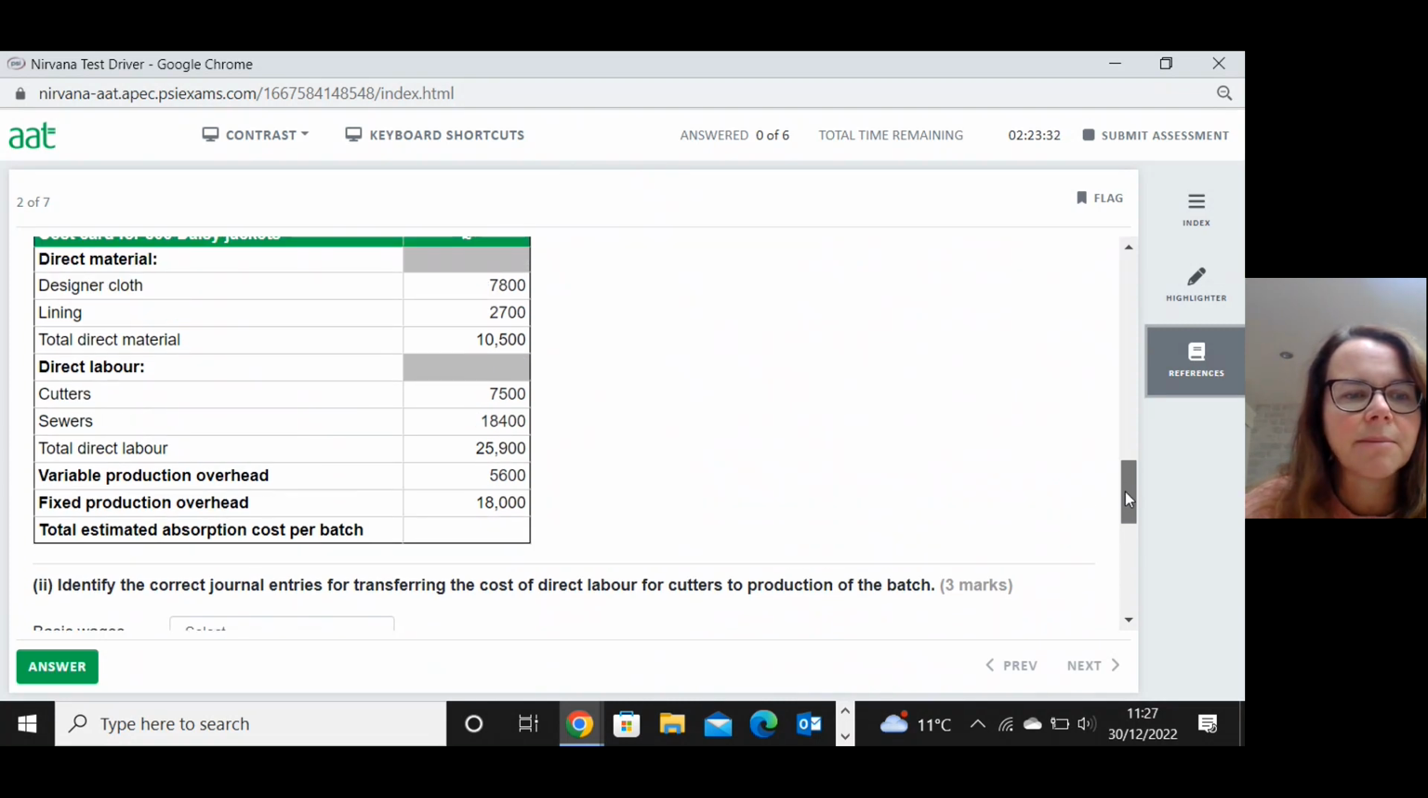And now if I add up my total estimated absorption cost, remembering that absorption cost includes all of my production overheads, but be careful here, you've already got some subtotals, so we're going to do 10,500 plus the 25,900 and then add on the 5,600 and the 18,000, which is going to give me a total of £60,000.